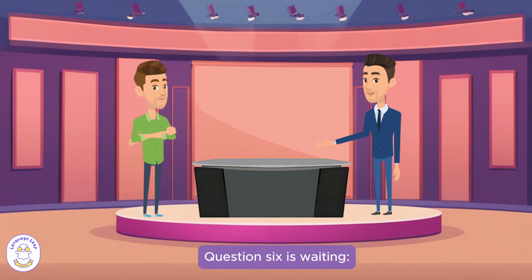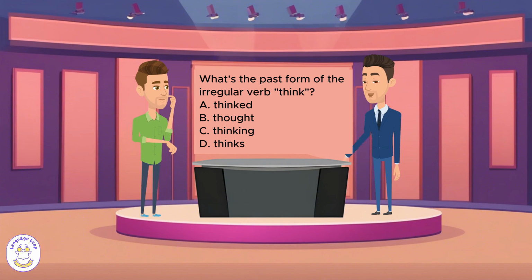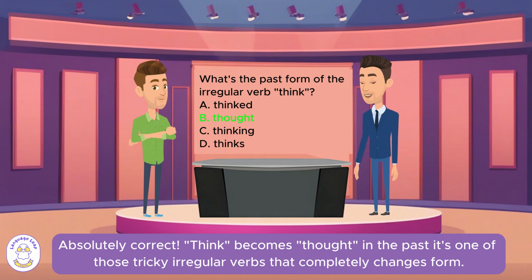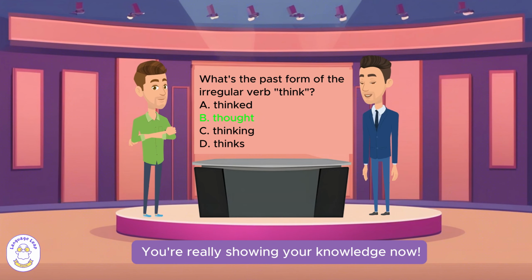Question 6 is waiting. What's the past form of the irregular verb think? A. Thinked. B. Thought. C. Thinking. D. Thinks. That's B. Thought. Absolutely correct. Think becomes thought in the past. It's one of those tricky irregular verbs that completely changes form. You're really showing your knowledge now.